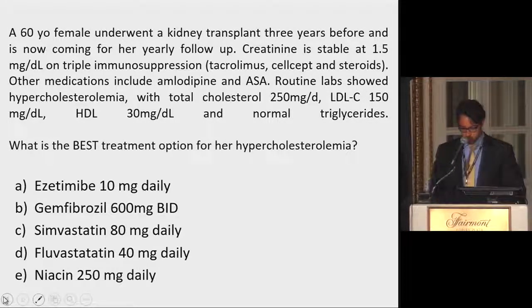All right, so one more question. This is a 60-year-old female who underwent a kidney transplant 3 years before and is now coming for her yearly follow-up. Creatinine is stable at 1.5 on triple immune suppression. Other medications include amlodipine and aspirin. Routine labs show hypercholesterolemia with a total cholesterol of 250, LDL of 150, HDL of 30, and normal triglycerides. So what is the best treatment option for this patient's hypercholesterolemia? I'll let you read through it, and then I'll pick 2 more names.